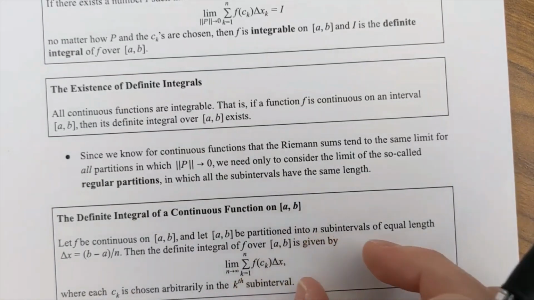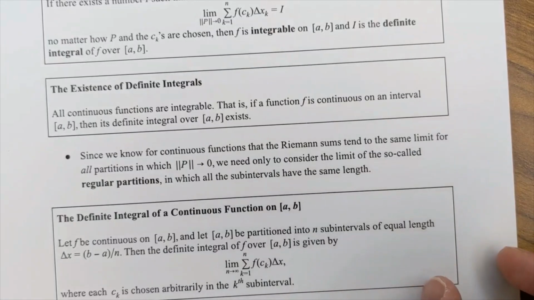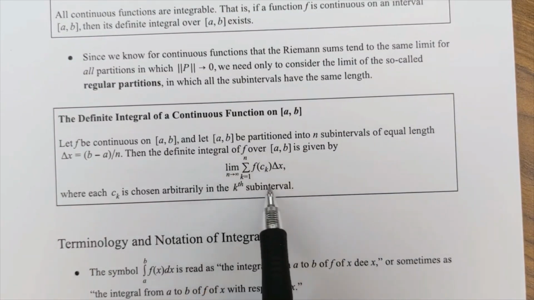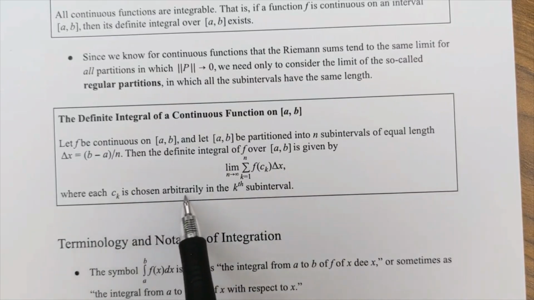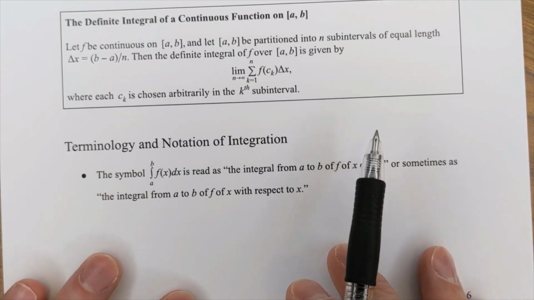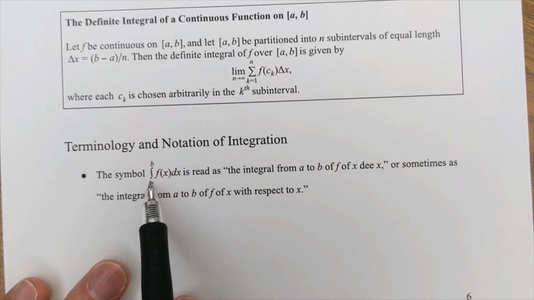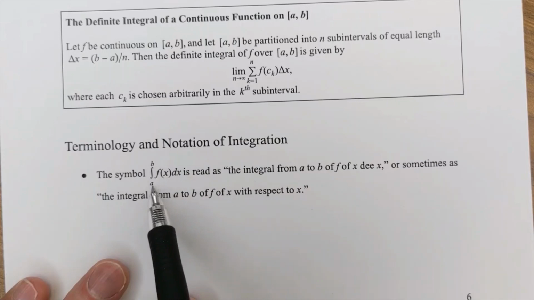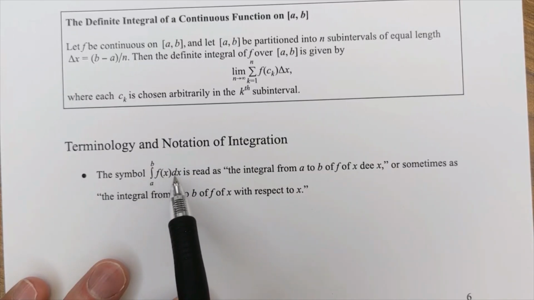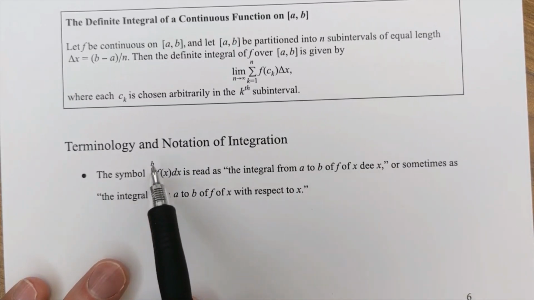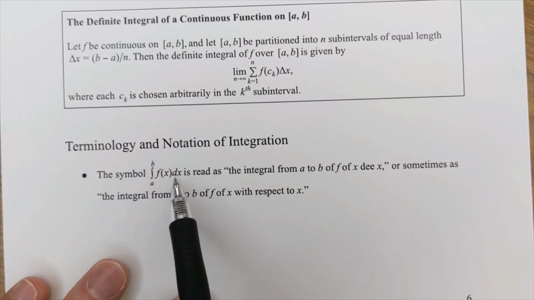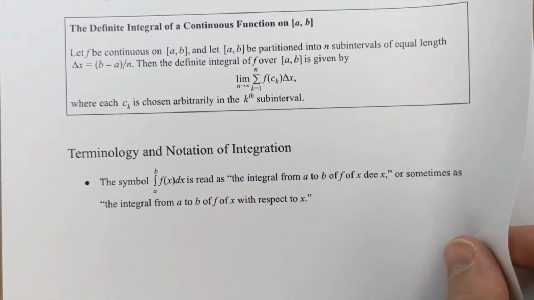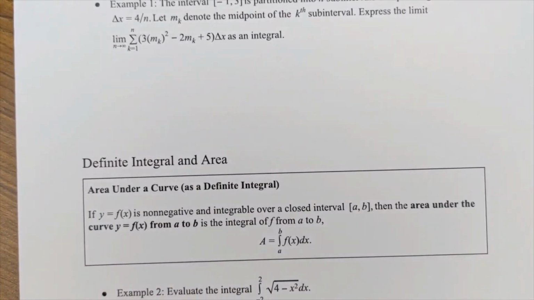From the last section, I did this when I made everything have a width of 1, essentially. And so that turns into essentially this formula, where C of k is chosen arbitrarily. So notation, this symbol is the integral symbol. This stuff is read as the integral from A to B of f of x dx, or sometimes as the integral from A to B of f of x with respect to x. So just like you can take derivatives with respect to different variables, you can do integrals as well.